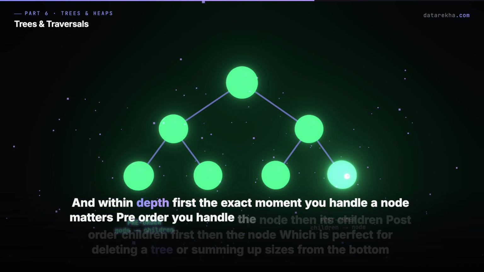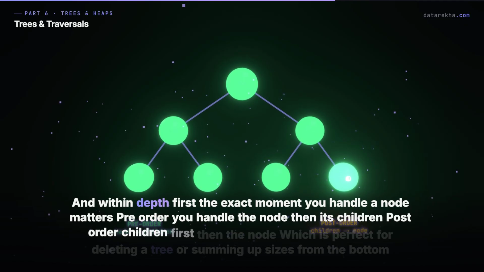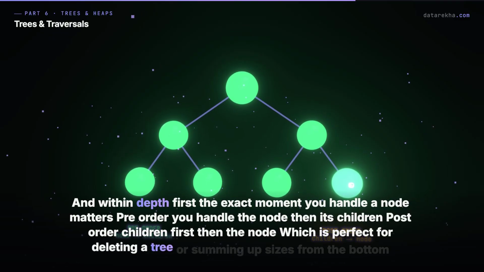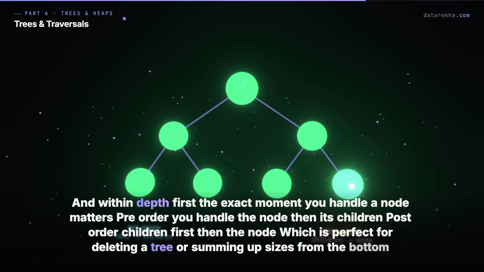Pre-order, you handle the node, then its children. Post-order, children first, then the node. Which is perfect for deleting a tree or summing up sizes from the bottom.